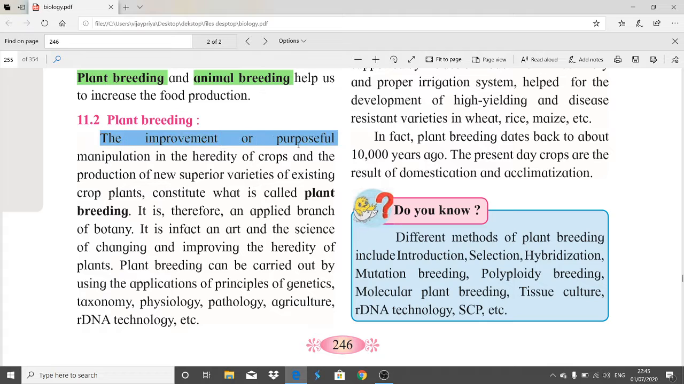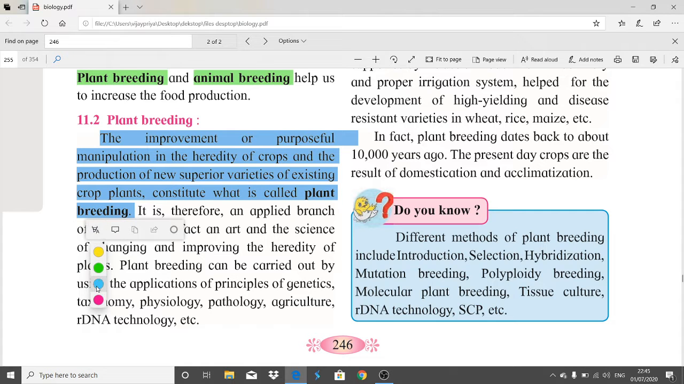So what exactly does plant breeding mean? In plant breeding, we manipulate the characters of the crop, characters on the basis of heredity. That word heredity is very important. So we take into consideration the hereditary characters of the crops, and also we concentrate on the new superior varieties. So the hereditary characters as well as the superior characters of the plants are very important if you are talking about plant breeding methods. So this definition is important. This definition can be asked for 2 marks.